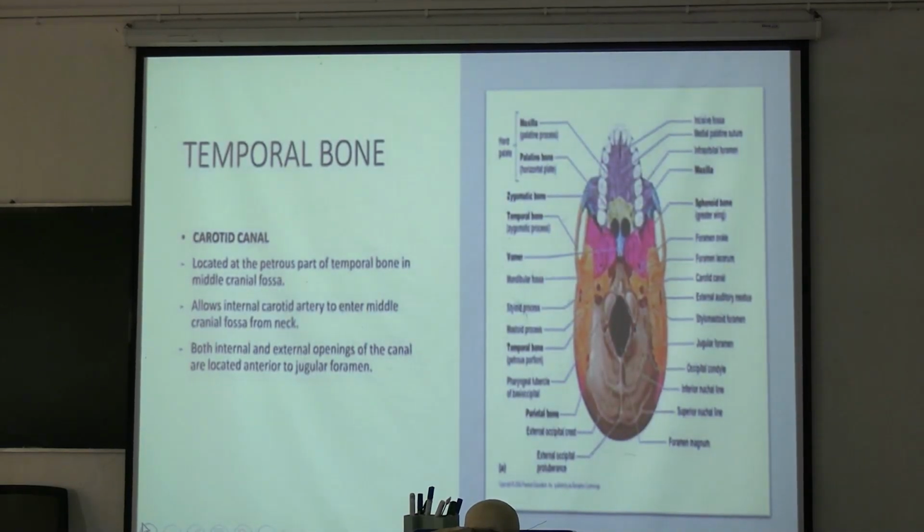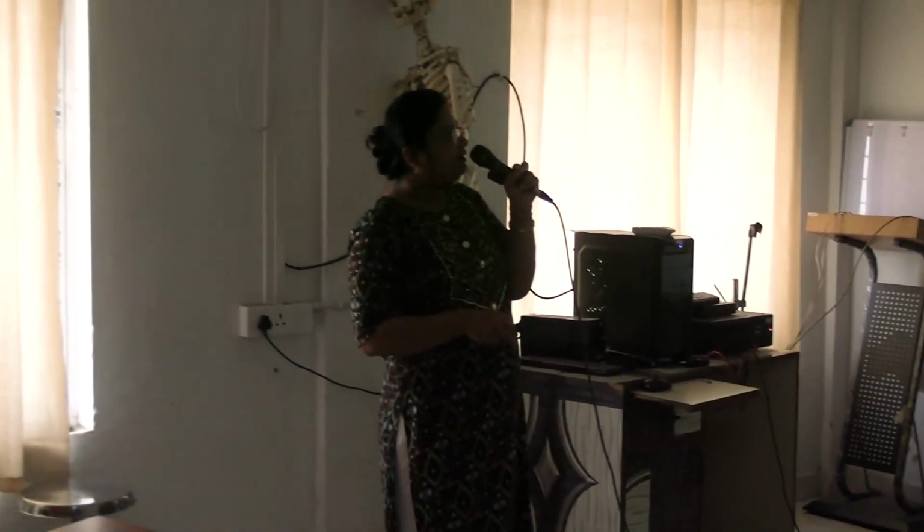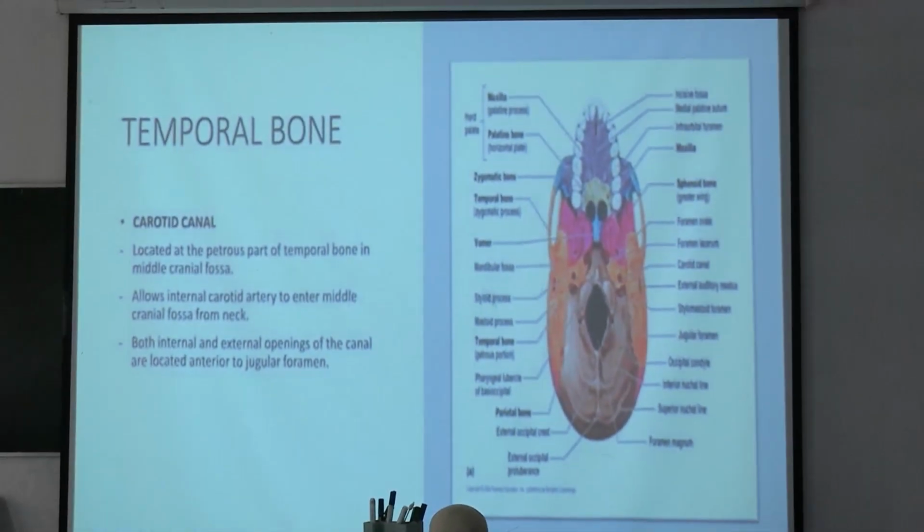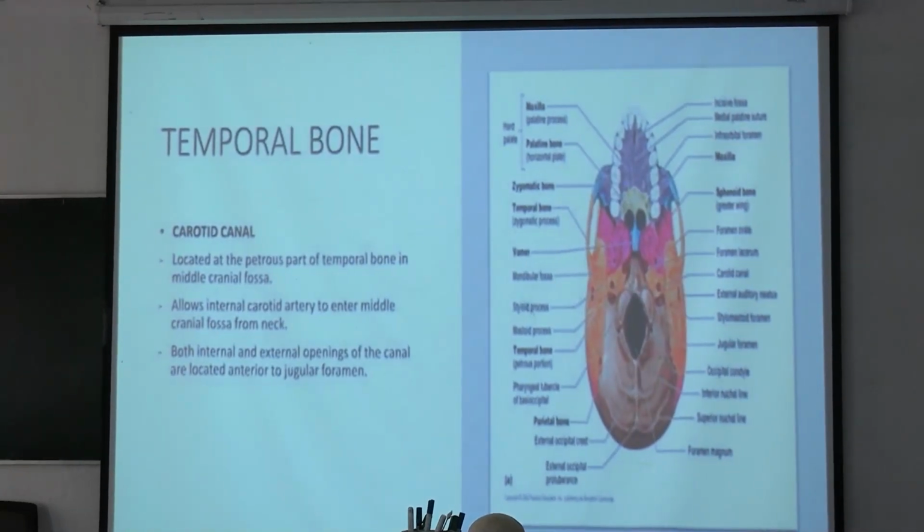Next, we are going to the temporal bone. In the petrous part of the temporal bone, there is the carotid canal. Here, you can see this opening; this is the opening of the carotid canal. One opening is here, another is near the apex. It is an L-shaped canal, located in the petrous part of the temporal bone, and it allows the internal carotid artery to enter the middle cranial fossa from the neck. From the neck, it enters through this foramen, then comes out through the apex of the petrous part of the temporal bone, and then it lies on the two sides of the body of the sphenoid.